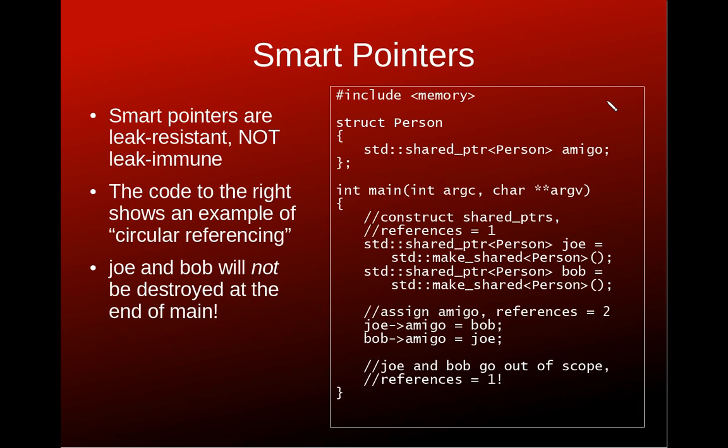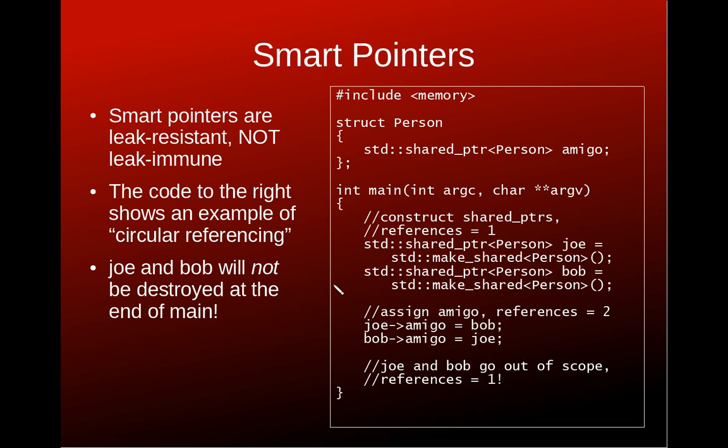So, like I said earlier, smart pointers are leak resistant. They are not invulnerable to leaks. You have to be smart for smart pointers to be smart, okay? So, a little bit of a misnomer, but anyways. If you use them properly, you will not have problems. So the example code on this slide actually shows a situation where smart pointers will cause a leak, okay? And this is kind of interesting.